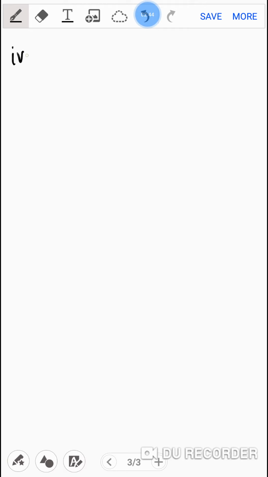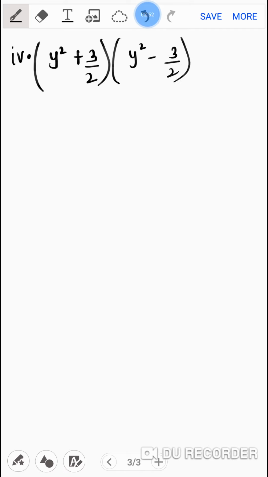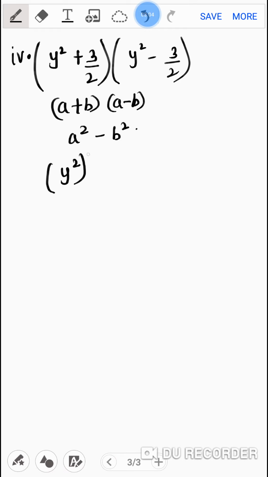I'll jump on to 4th and it says y square plus 3 upon 2, y square minus 3 upon 2. My dear kids, do you know the identity a plus b, a minus b? Yes, you have to apply a square minus b square. That means your first term is y square, so its square, and your second term is 3 upon 2, so its square. Your final answer will be something like this.